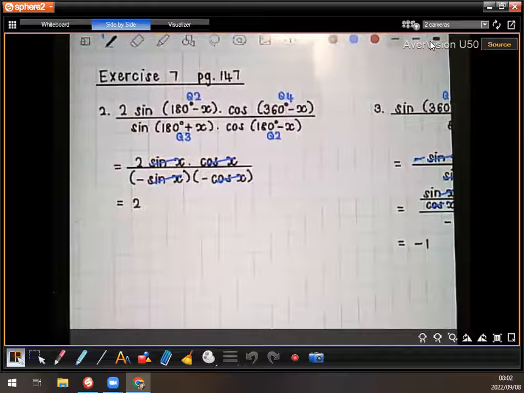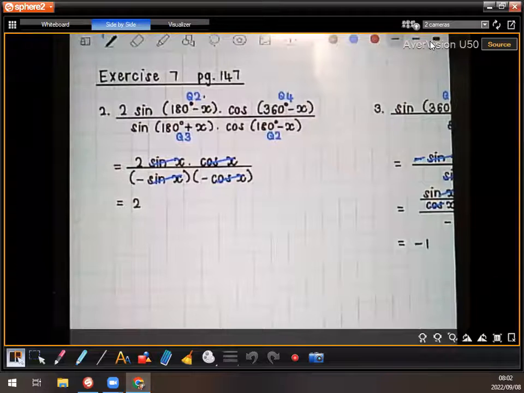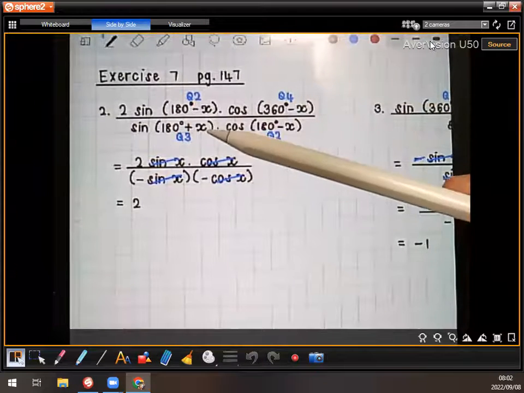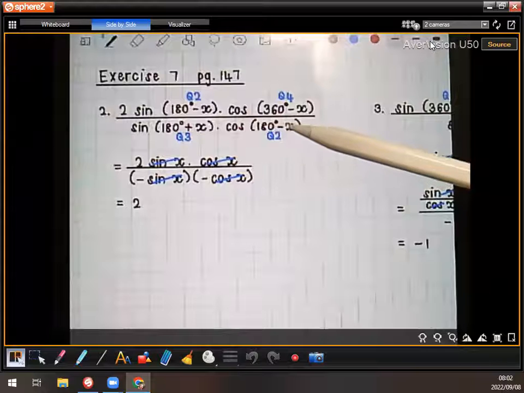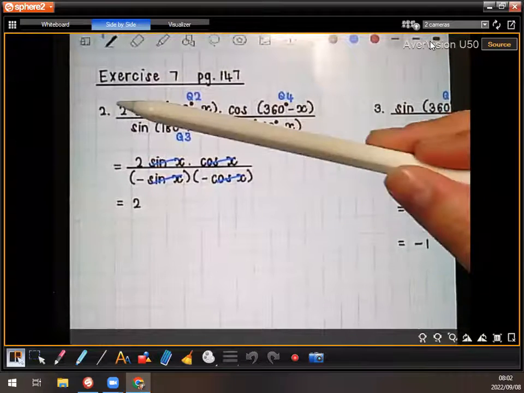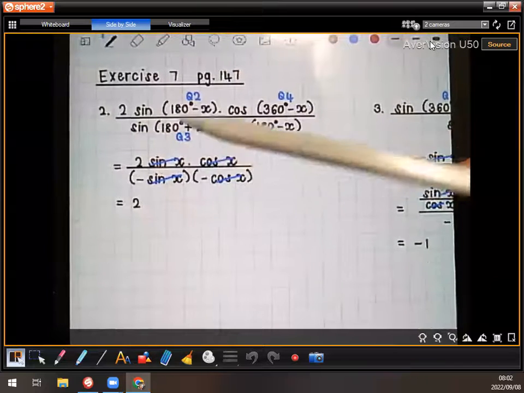All right, guys, good one here. Again, with these reduction formula questions, first you just identify the quadrant, right? So 180 minus x is quadrant 2, 360 minus x is quadrant 4, 180 plus x is quadrant 3, and 180 minus x is quadrant 2. That 2 that's in front there, you just rewrite that 2. Don't do anything with it for now.